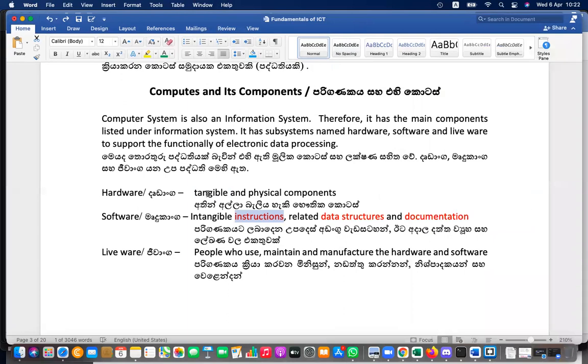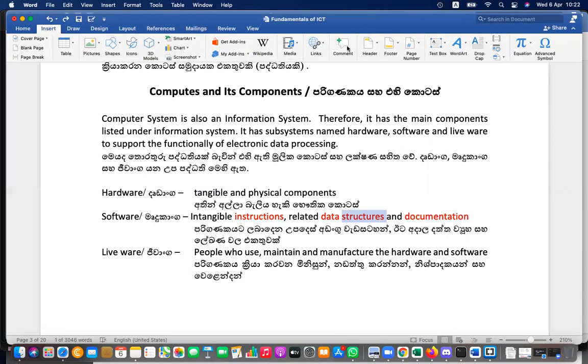Data, how the related data is stored. That is data structures. Instructions means advisors, upadesh, instructions. Not just that, related data, how the data related to these instructions are saved. So these are also data. These menu items, these icons, all these are data. How those are saved, how those are stored. That is the data structures.